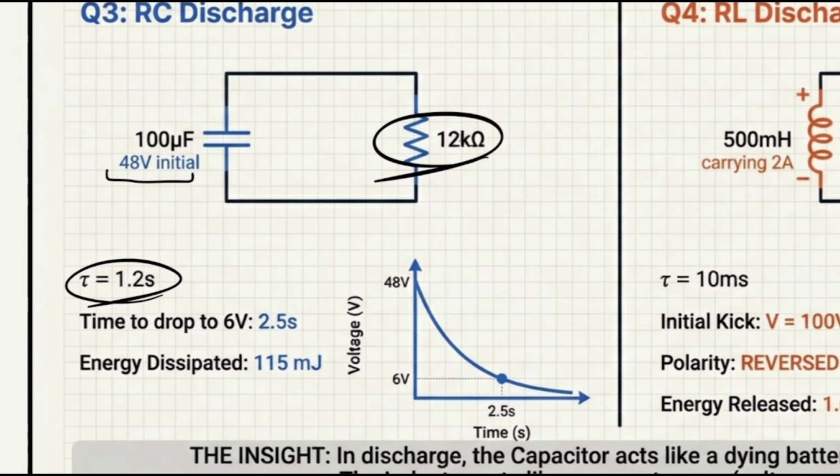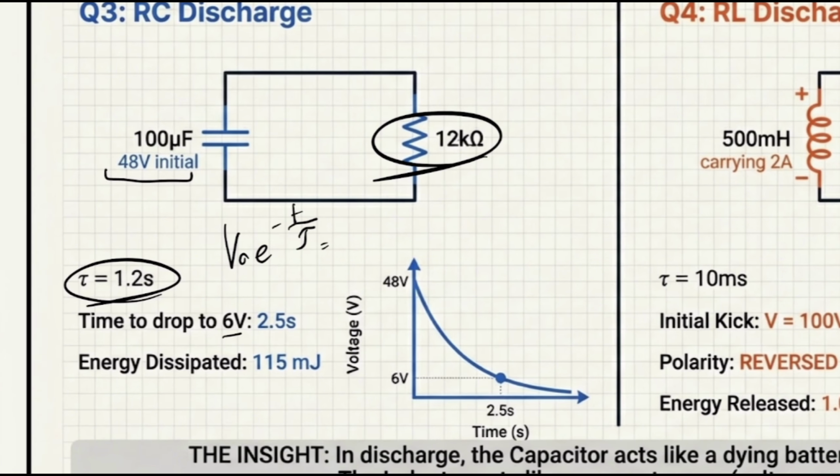The question is the time to drop to 6 volts. You remember that the voltage of a capacitor while it's discharging is V0 times e to the power negative t over tau. So the question is simple: time to drop to 6 volts. It means that my voltage at that time is 6.